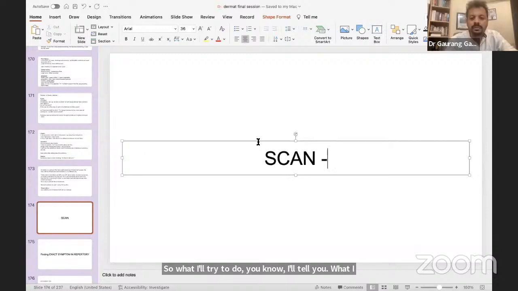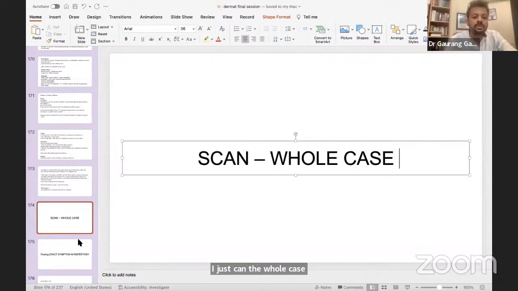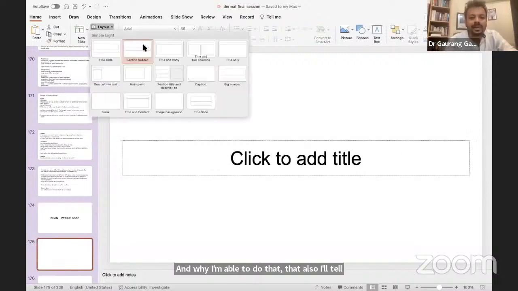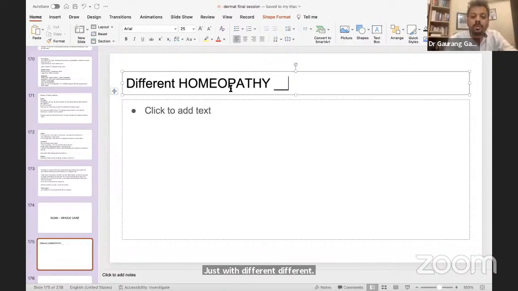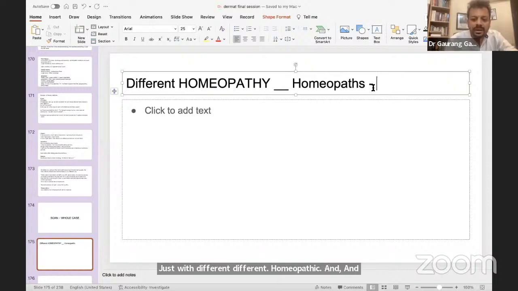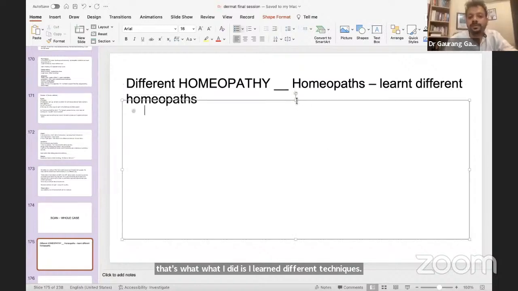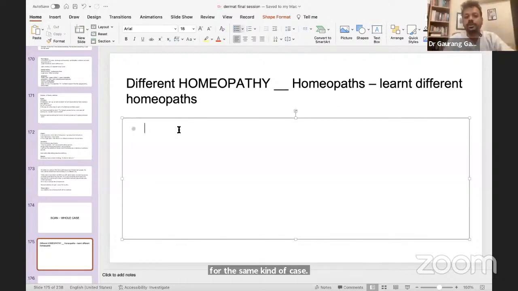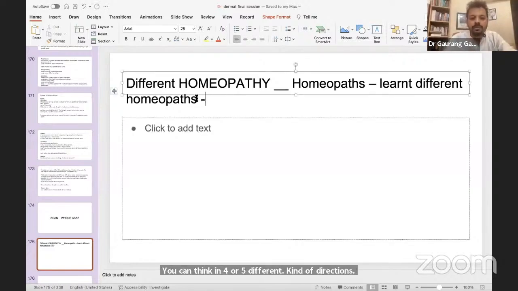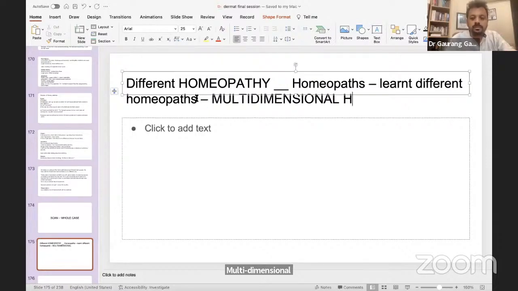I just scan the whole case. And why I'm able to do that, I'll tell you, is because my life has been just with different homeopathy and homeopaths. I learned different techniques of homeopathy from very different homeopaths. That's why for the same kind of case, you can think in 4 or 5 different directions. That's why I talk about multi-dimensional homeopathy. Don't think in one direction, think in more than one direction.